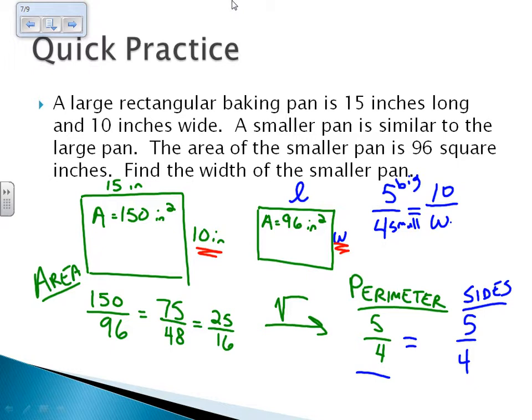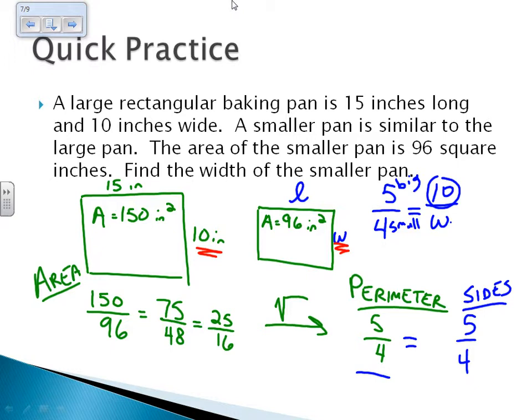Yeah. Because the perimeter ratio is the same as the corresponding side ratio. So I plugged in what I wanted to find, which is the W. That's the small one, so it goes in the denominator. We know that it's 5 to 4. And then the last piece is what number matches up with the W from the big rectangle, because it's in the numerator? Well, that has to be the 10. Helpful or no?